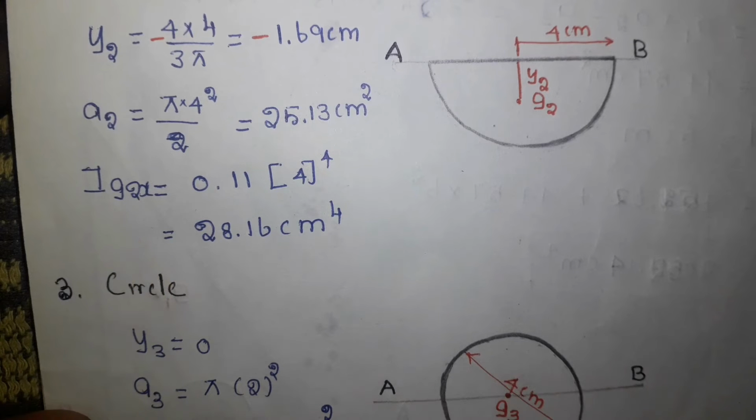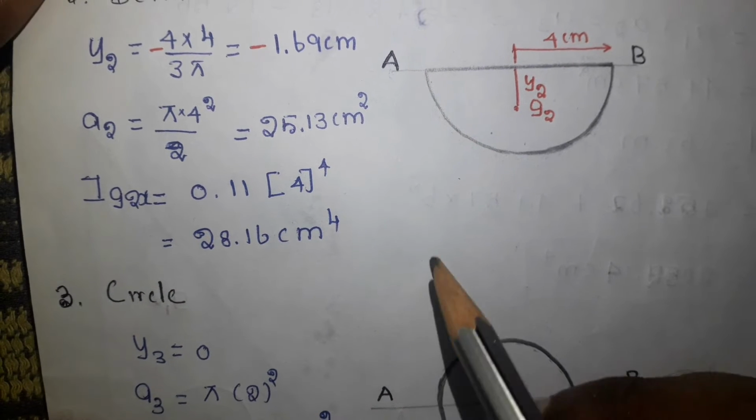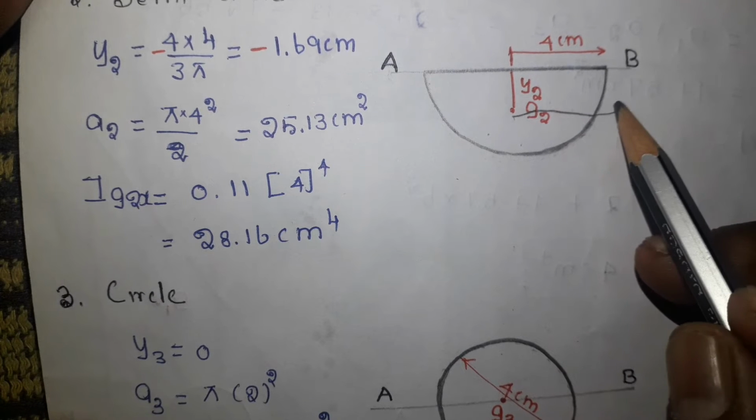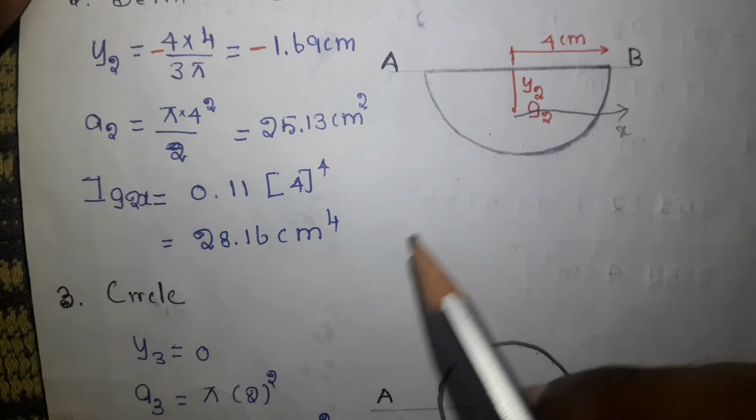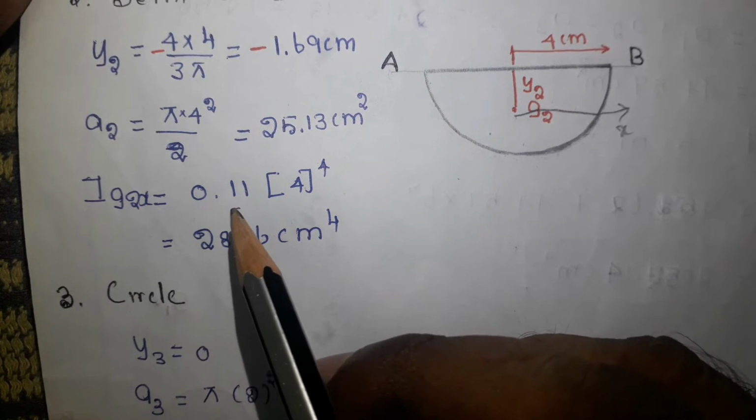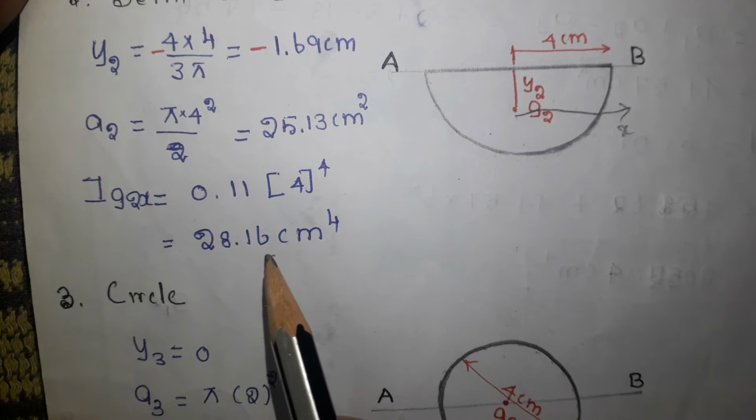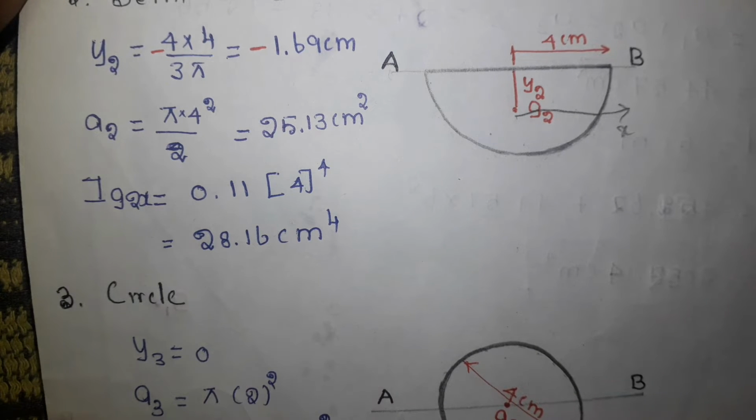Now the next variable is Ig2x, which is nothing but the axis passing through this axis. This is that one. So here is the formula: 0.11 into r to the power 4. These formulas are discussed in a video. I have given the link of that video also in the description. Those who have not seen that video, kindly go through that one. So the answer is 28.16 centimeter to the power 4.